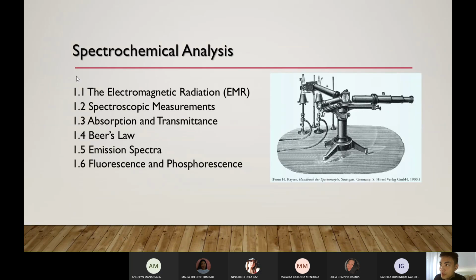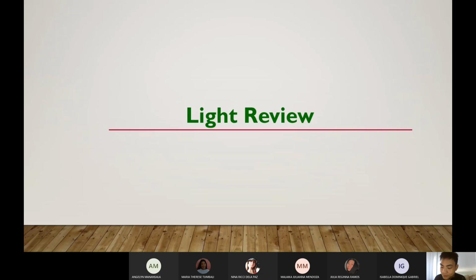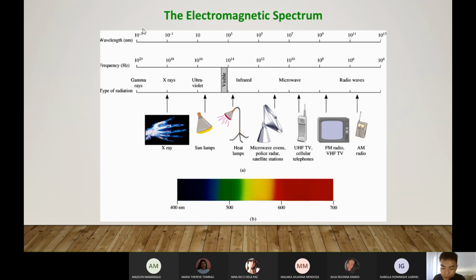So this will be our topic outline for today. So we will go through the concept of electromagnetic radiation first. So ito physics muna, although kwento-kwento lang. And then later on we'll go with the specifics of spectrophotometry. Okay? So let's review about light first because it is very fundamental in this topic.